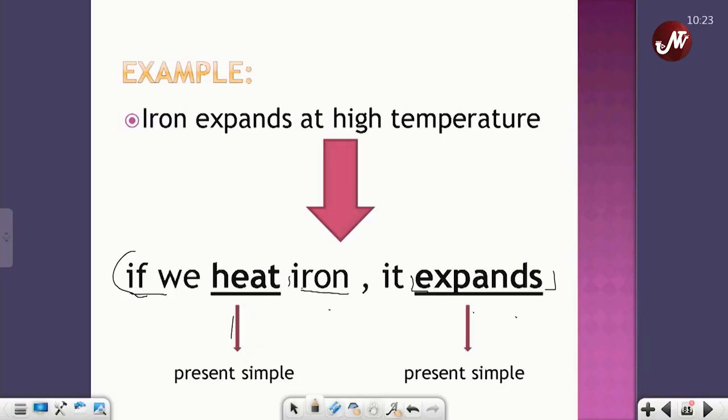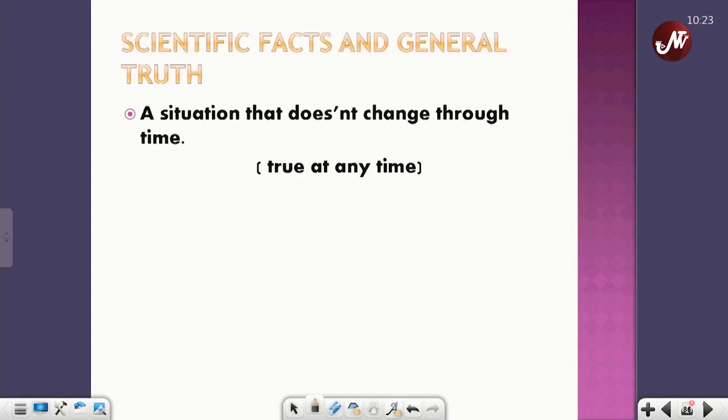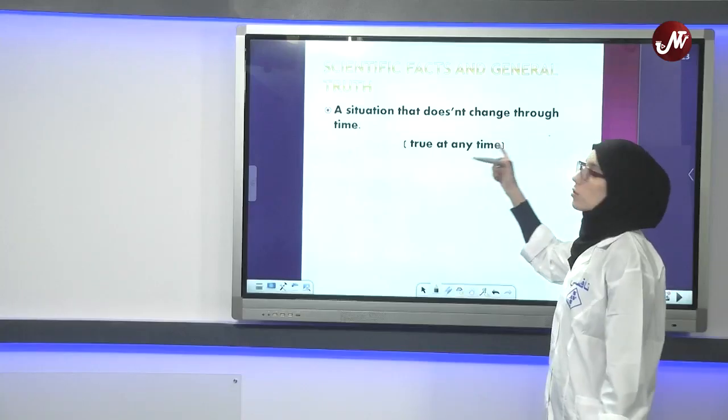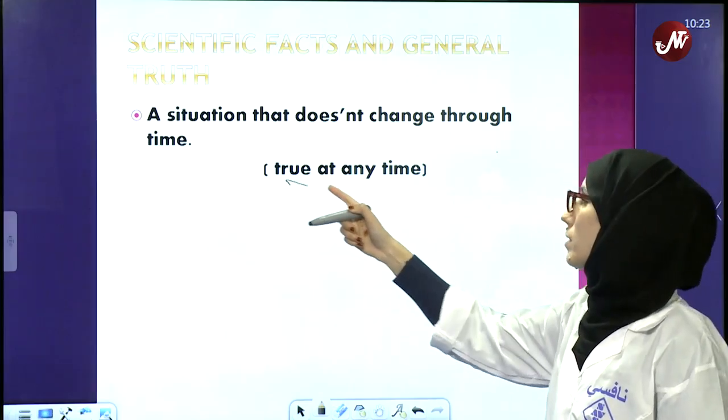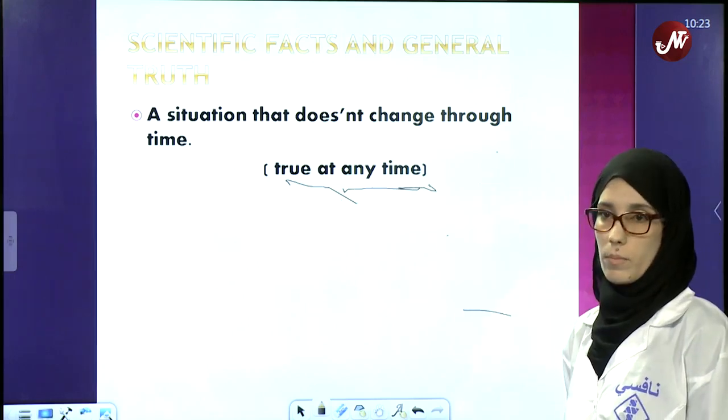Why do we call it 0 conditional? Because there is no change between the first verb and the second verb in terms of conjugation. The first verb is in the present simple and the second verb is in the present simple too. So, scientific facts and general truth, as we have seen in the example, a situation that doesn't change through time. It means a situation that is true at any time. Okay?